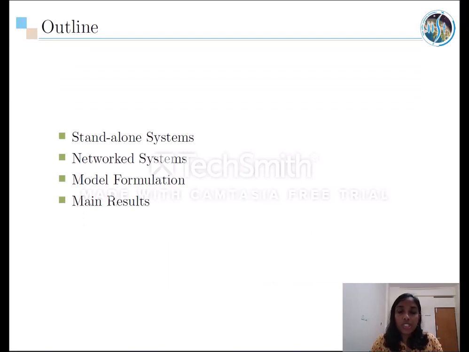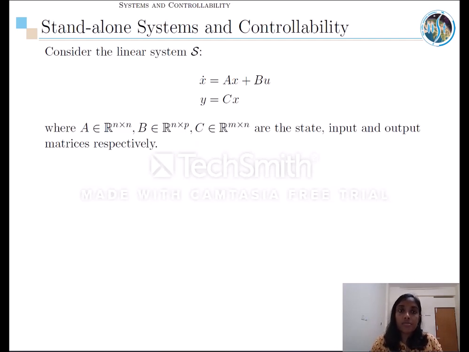In this presentation, I'll brief about standalone systems, their controllability and observability, define what a network system is, formulate our model, and state the main results. A linear system S is specified by three matrices A, B, and C, where A is the state matrix, B is the input matrix, and C is the output matrix.